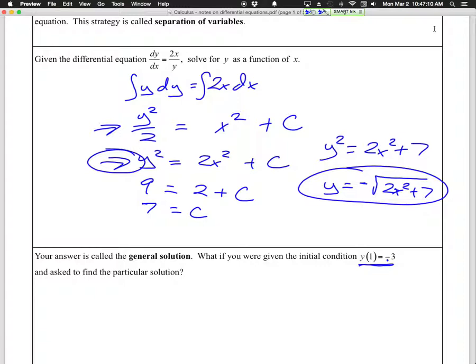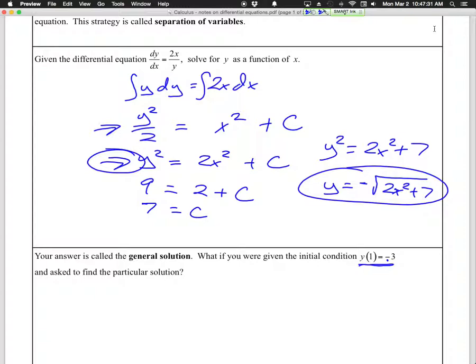Okay, so let's recap. Where do we get our 5 points from? Separating. Separating is point number 1. Integrating. Antiderivatives is point number 2. Plus C. Plus C is point number 3. Plug in. Plug in is point number 4. And the final answer where y is by itself is point number 5.